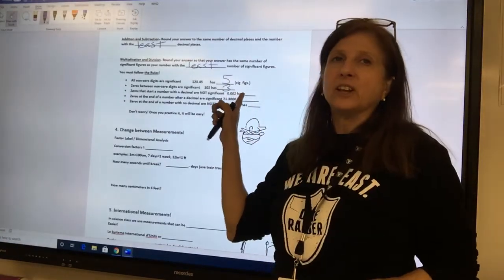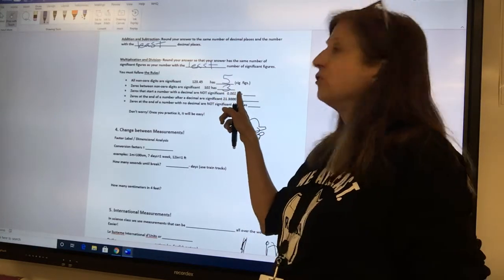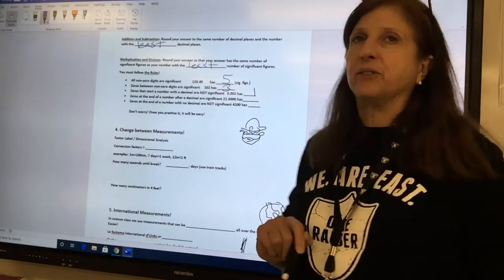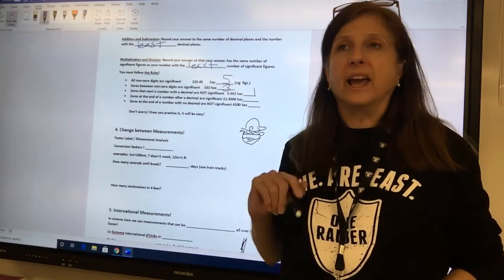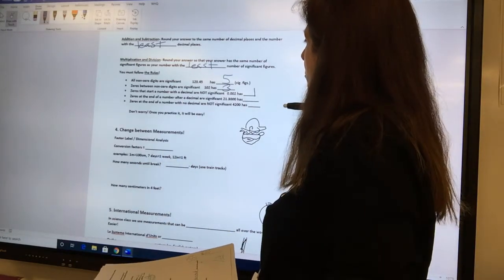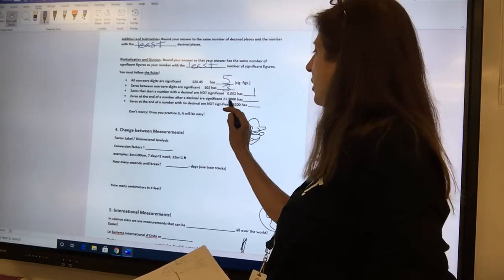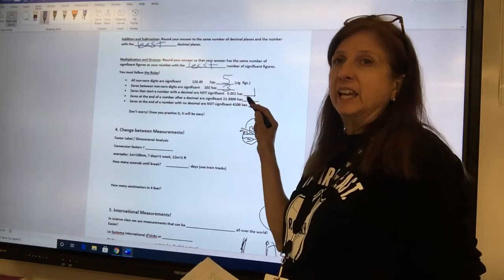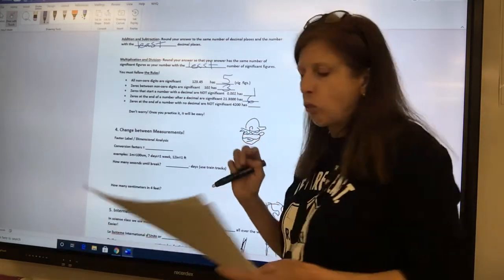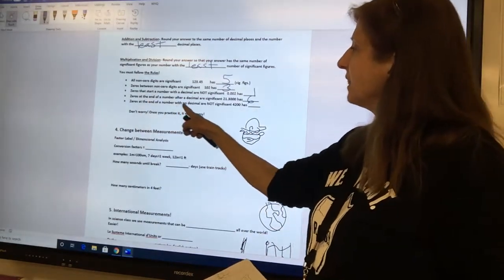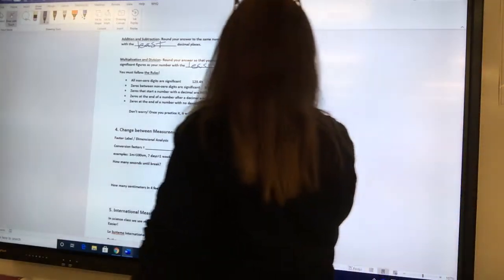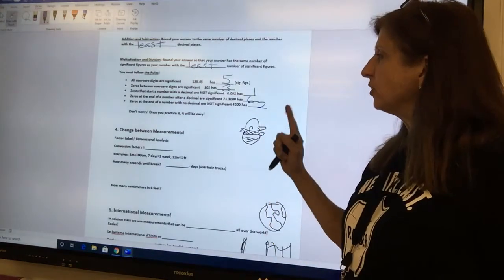Zeros at the beginning of a little bitty decimal number, like this, do not count. They're considered just placeholders. So this only has 1 significant figure. Zeros at the beginning don't count. Does that make sense? Okay, next one. Zeros at the end of a number after a decimal are significant. So if you have a decimal and then zeros at the end, they count. They were measured. So this one's got 1, 2, 3, 4, 5, 6. Okay, next one. Zeros at the end of the number with no decimal point are not significant. So 4,200 has 2. Don't worry. Once you practice it, it will be easy.